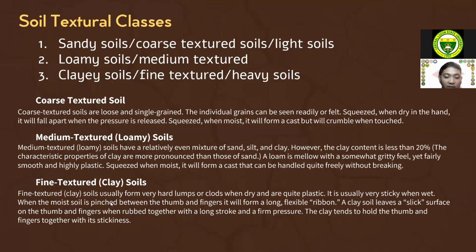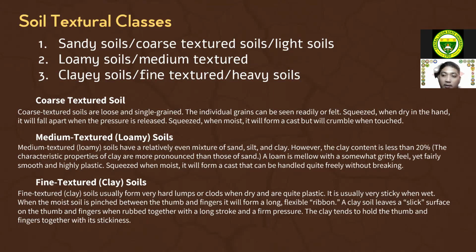Then the fine textured soil or yung tinatawag nating heavy soils, fine textured clay soils usually form very hard lumps or clods when dry and are quite plastic. It is usually very sticky when wet. When the moist soil is pinched between the thumb and fingers, it will form a long flexible ribbon. A clay soil leaves a slick surface on the thumb and fingers when rubbed together with a long stroke and firm pressure. The clay tends to hold the thumb and fingers together with its stickiness.